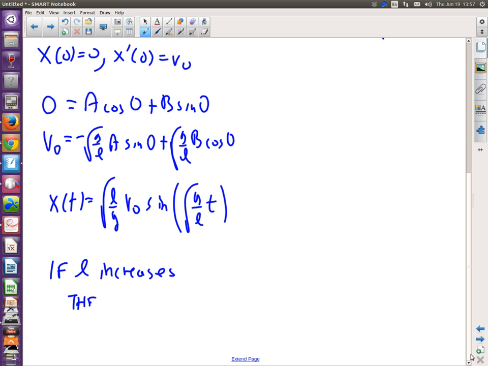Then two things happen. The amplitude increases, the amplitude of oscillation of the pendulum about the vertical, right? Because look at the L here. So as L gets bigger, the amplitude gets bigger. So amplitude increases, and as L gets bigger, the frequency decreases, because look at where the L is there. So frequency decreases.